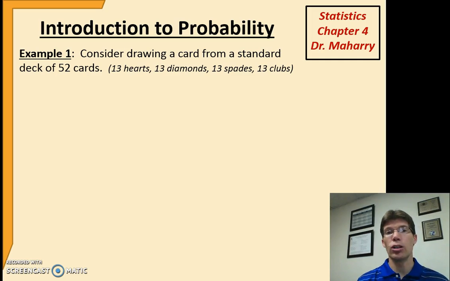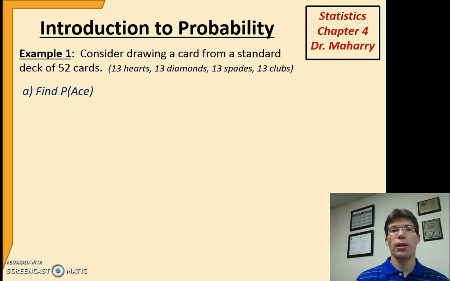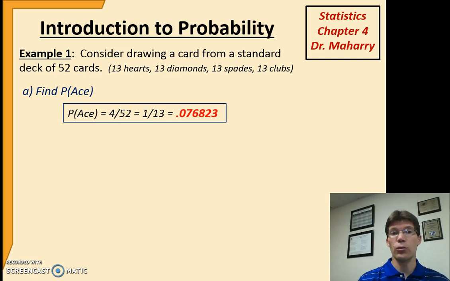We have our 13 hearts, diamonds, spades, and clubs. So if I ask the question, what's the probability I draw an ace? Well, if we think about this, there's an ace of hearts, an ace of diamonds, an ace of spades, an ace of clubs. So there's 4 aces out of a total of 52 cards. So there's a 4 in 52 chance we randomly draw an ace. If you reduce that, that's 1 in 13, or a little over 7%.